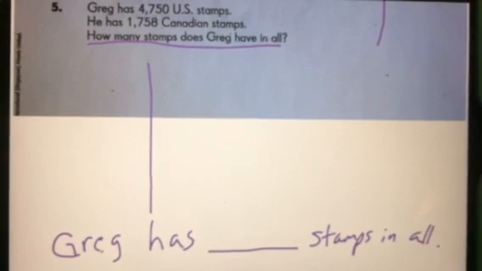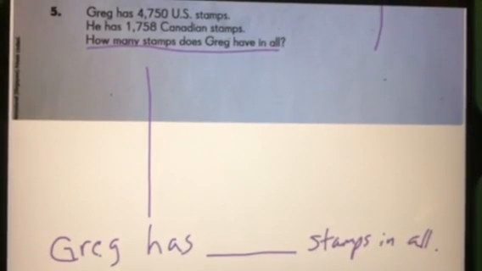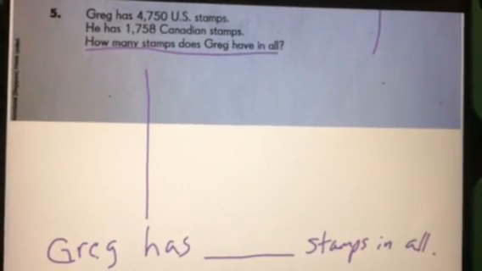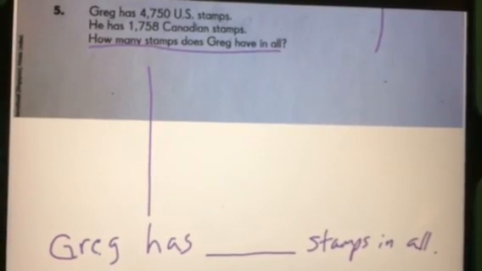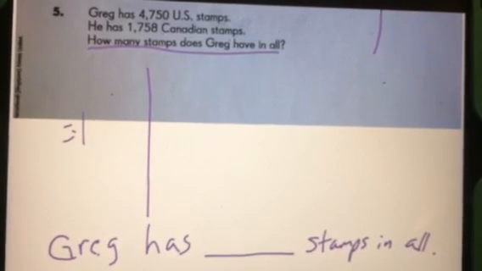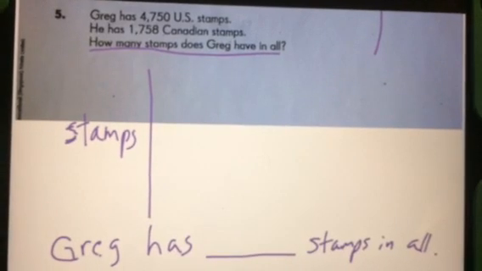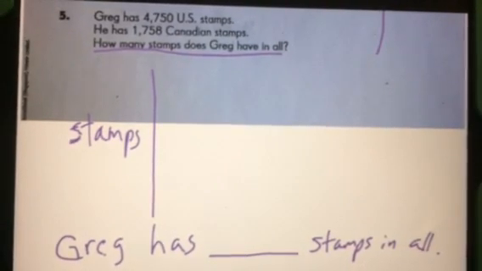Step number 4, who or what is the problem about? Now, you don't see your keywords like more than or less than, right? So you know you're not comparing anything. So it's a single bar model, and you're simply talking about the number of stamps, not Greg.